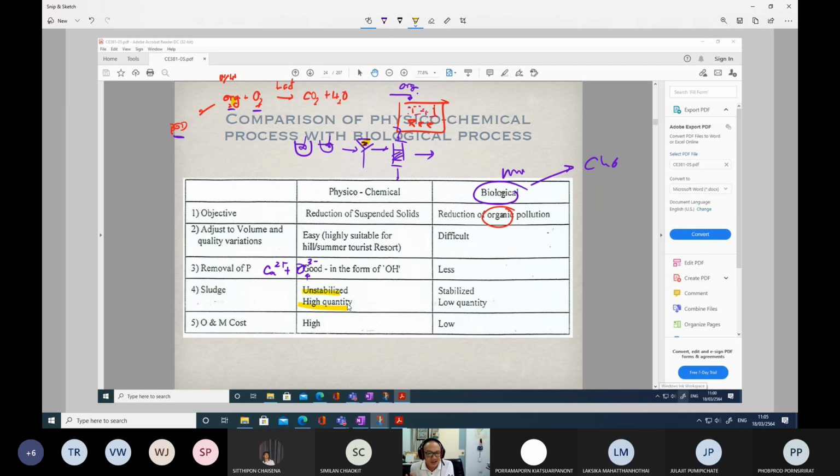Stable means the sludge exists in the forms that will not be resuspended again, or will not disintegrate to become small objects and get suspended back into the water bodies again. That is called a stabilized sludge. For the unstabilized, just like the jar test.